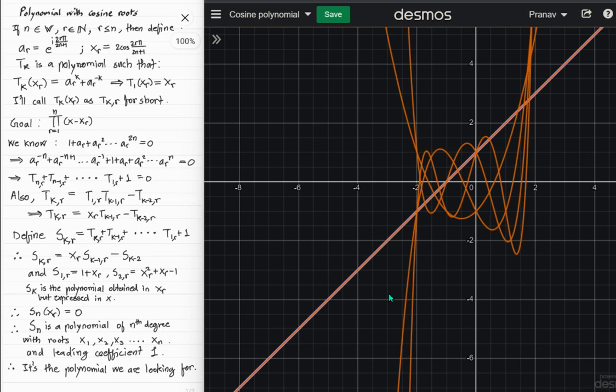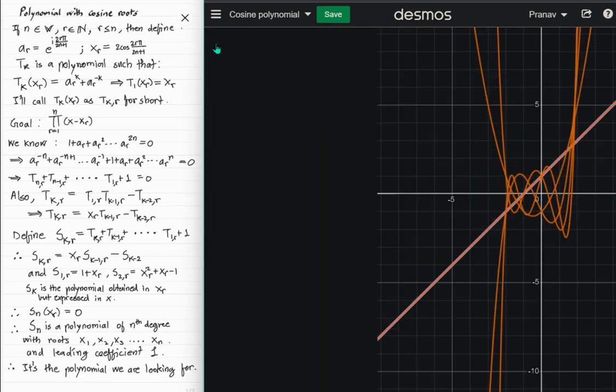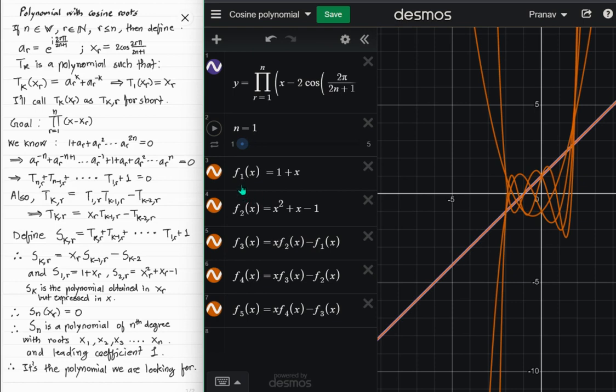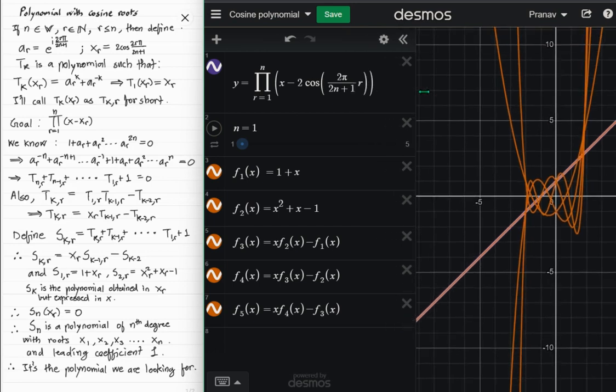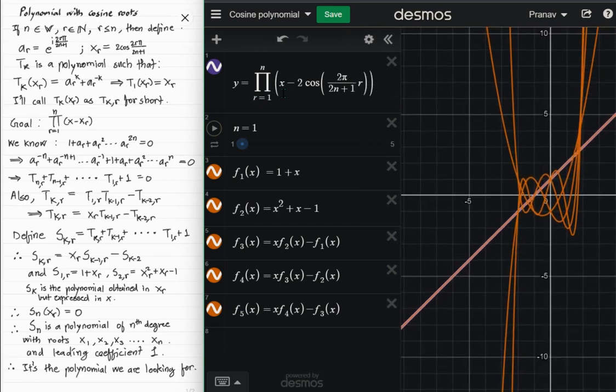So here's all the derivation, but before doing that, I should first give you a picture of what we are looking at. These things, f sub 1, f sub 2, f sub 3, are the polynomials that we want to look at. When you put n equal to 1 in this, you just get f sub 1 of x, which is 1 plus x. And this whole thing, that is exactly what we are looking for.